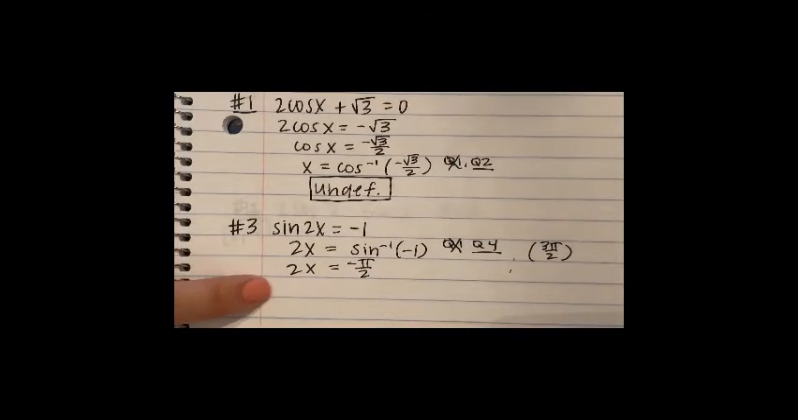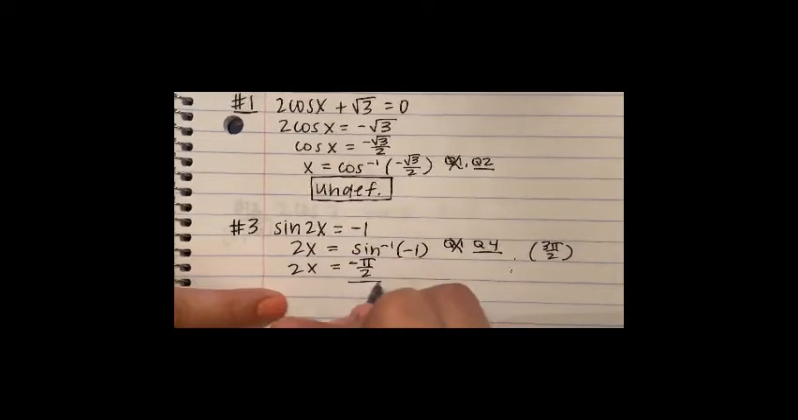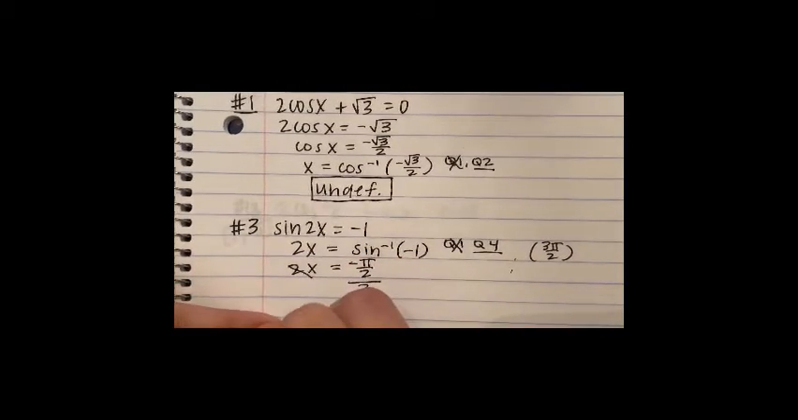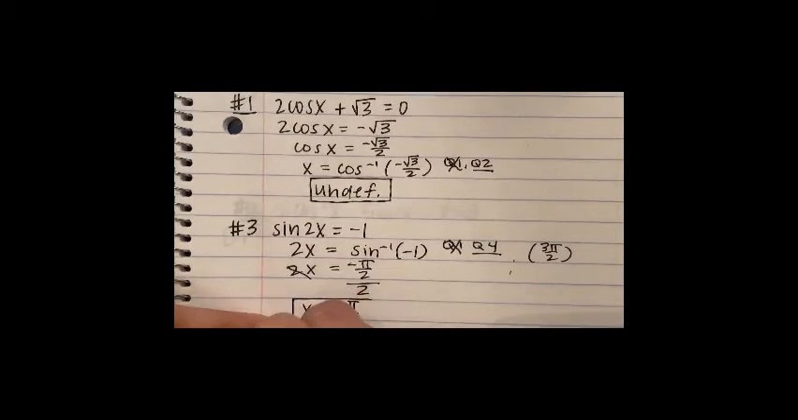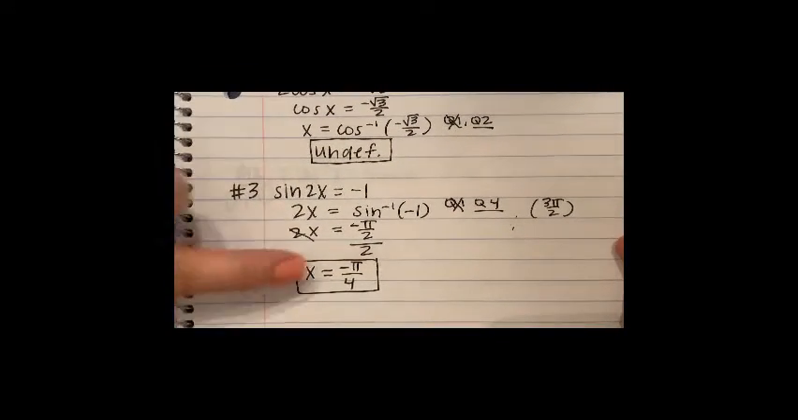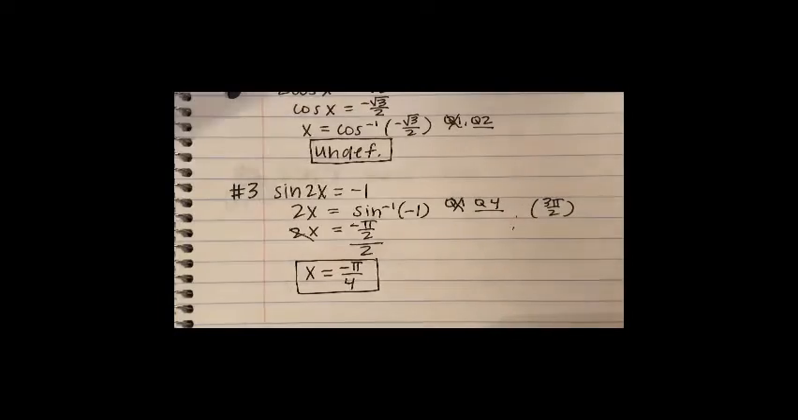From here, we still haven't solved for x, so I have to divide by 2. Negative pi over 2 divided by 2 is negative pi over 4. That's our answer. So this one, the pre-cal wasn't hard, it was the algebra. But you're okay, I believe in you. Okay, number 7 on the same page here.